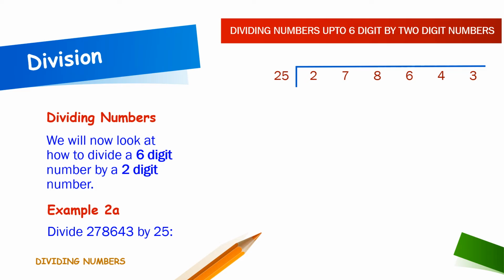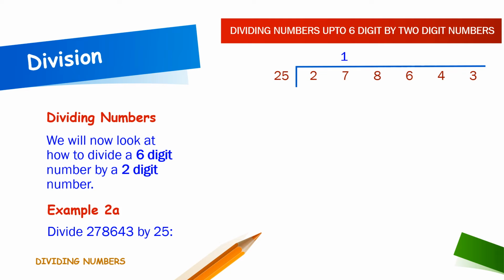Begin on the leftmost side of the 6-digit number. Check how many times 25 goes into 2. Clearly, there are no 25s in 2, so we put nothing here. Now check how many times 25 goes into 27. There is 1 25 in 27, so we put 1 here, as shown.